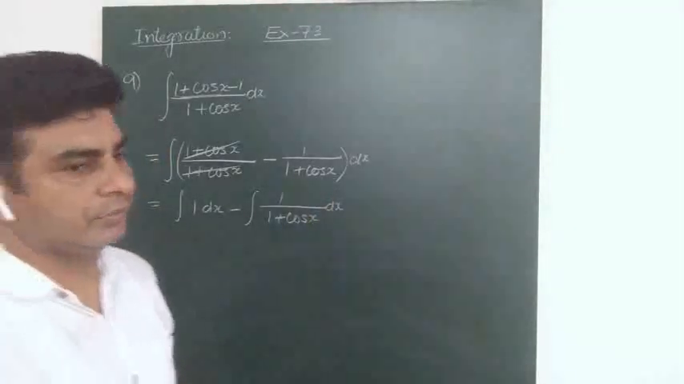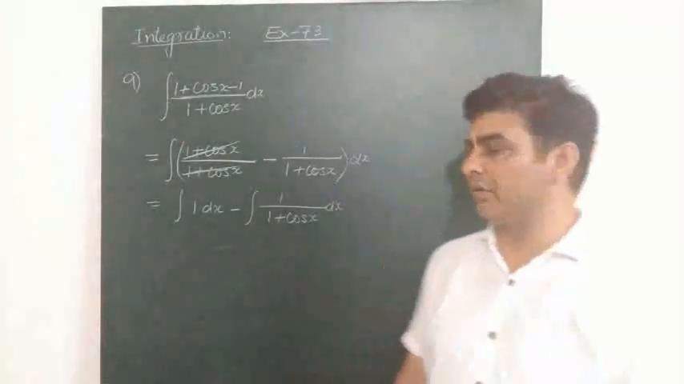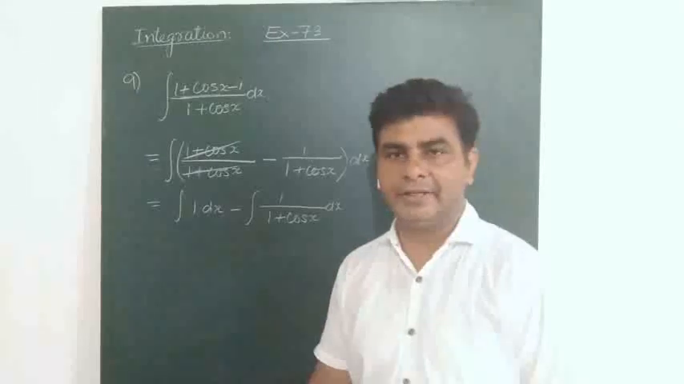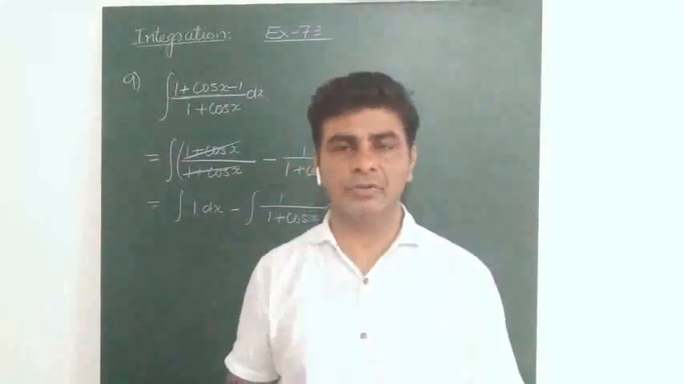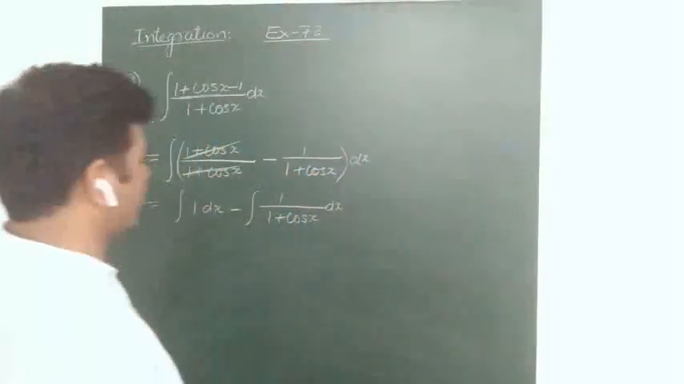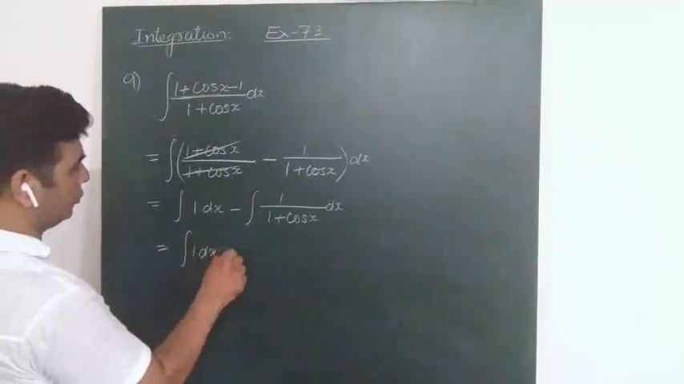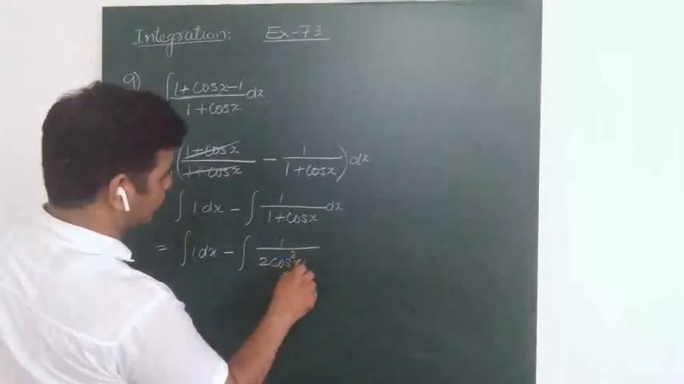But the question arises again in front of you. How can we do the integration of 1 over 1 plus cos x? Like in question number 8, we applied the formula of 1 plus cos x equal to 2 cos square x by 2. The same we will do in this question. Just replace 1 plus cos x by 2 cos square x by 2.